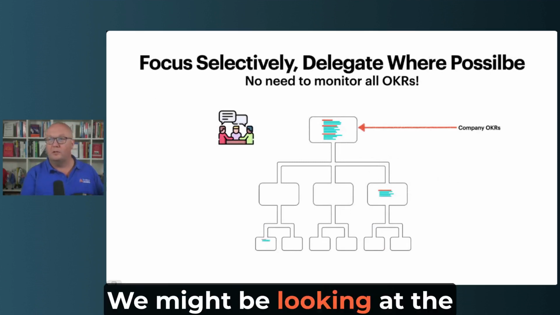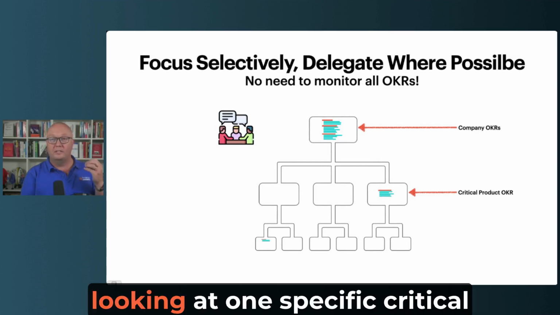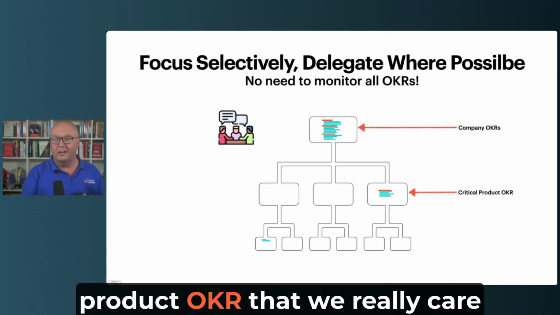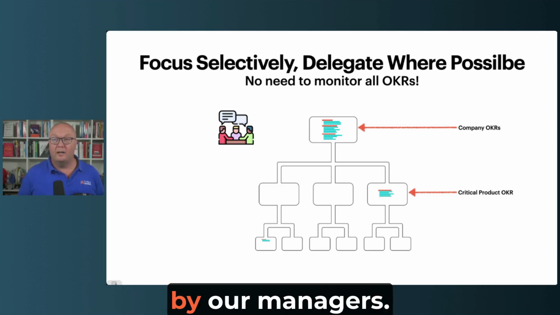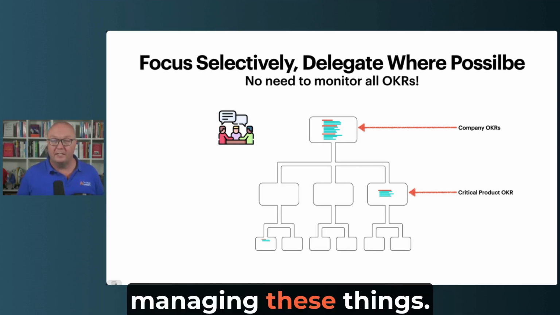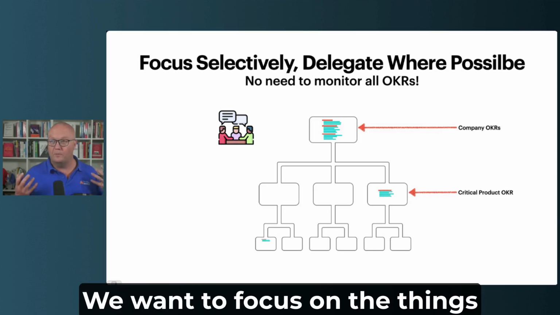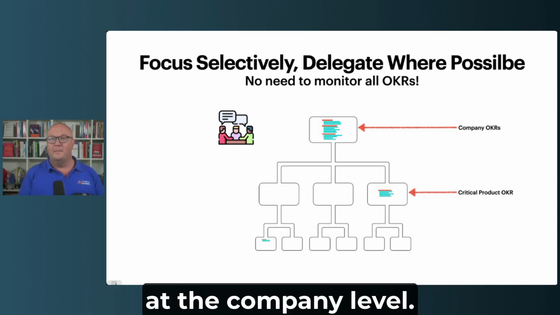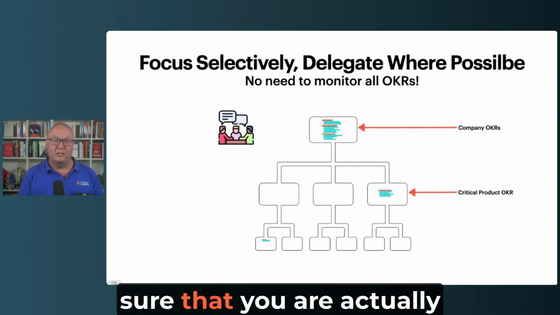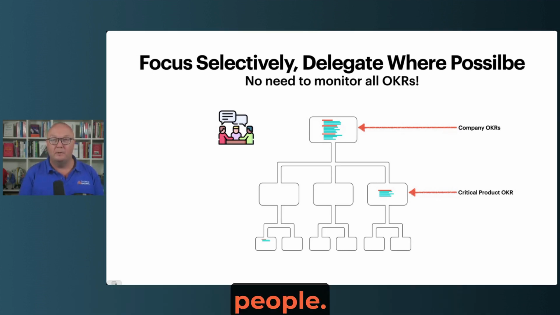Here, we might be looking at the company OKRs, and one specific critical product OKR that we really care about as a management team. The rest can be managed by our managers. We've hired people who are managing these things. They can look at those things. We want to focus on the things that are really important at the company level. And part of that is about making sure that you are actually delegating and empowering people.